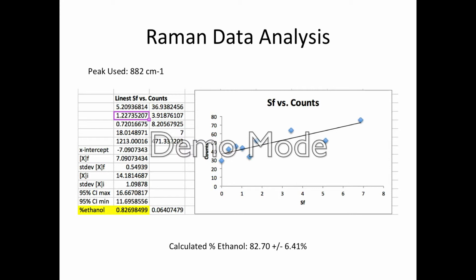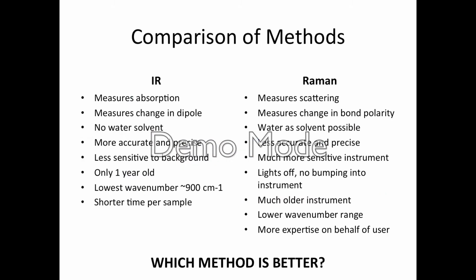So as you can see, the Raman data analysis was not as great. If for some reason we were to divide 82.7% by 2, we would get the expected 40%, but I don't think that's how this works. So you can see that the calculated percent ethanol is pretty off for the Raman data analysis.